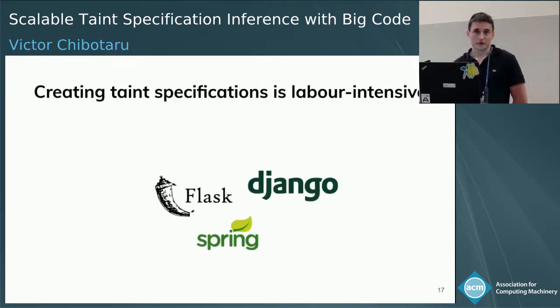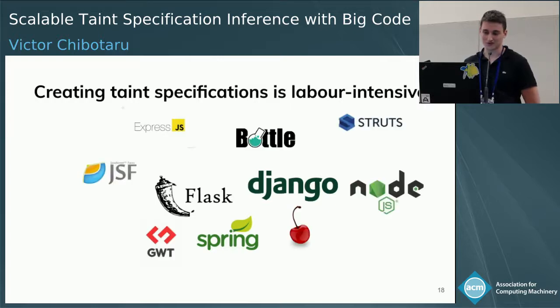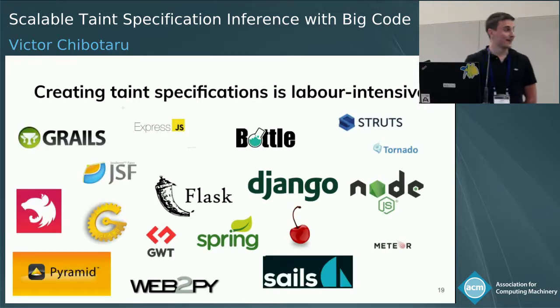The bad news here is that creating a taint specification is a big problem. It requires a lot of labor. There are many different programming languages in which web development is done. In each of the languages, there are many different frameworks, and each of the frameworks has hundreds of different APIs. And those frameworks just keep appearing and appearing. In the end, this results in a tremendous workload for anyone who wants to maintain a sane taint specification.